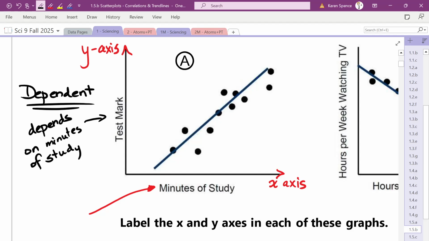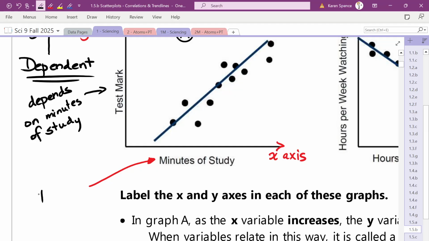And the dependent always goes on which axis? Dependent goes on Y. And that means that the independent goes on X.